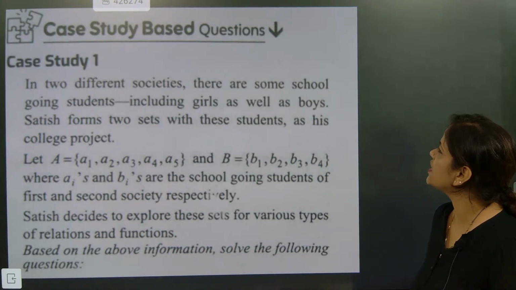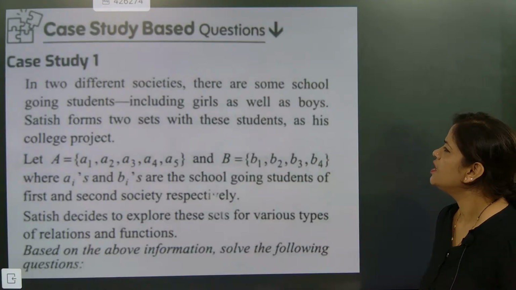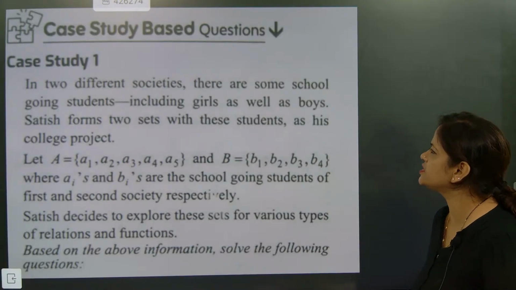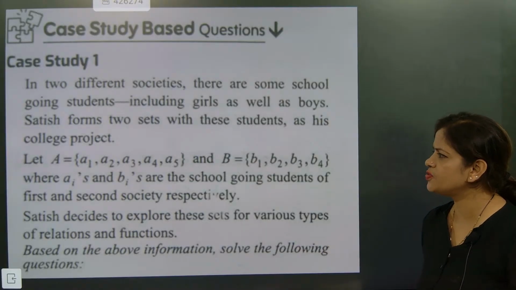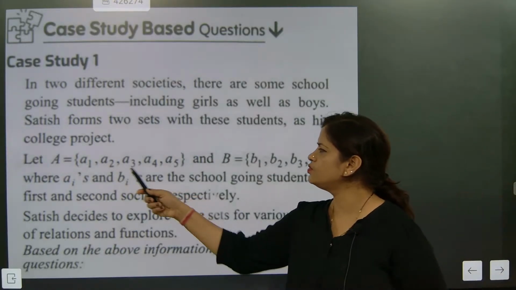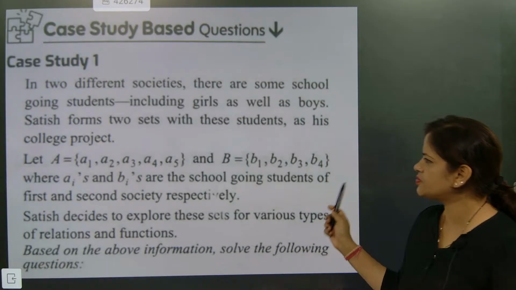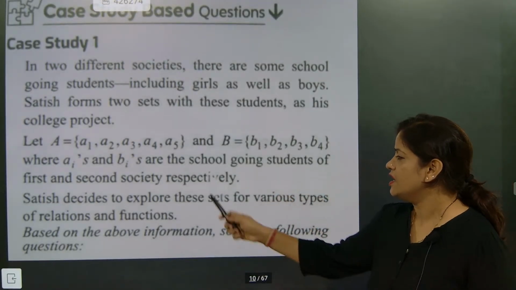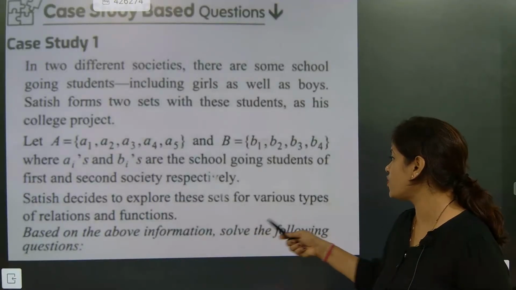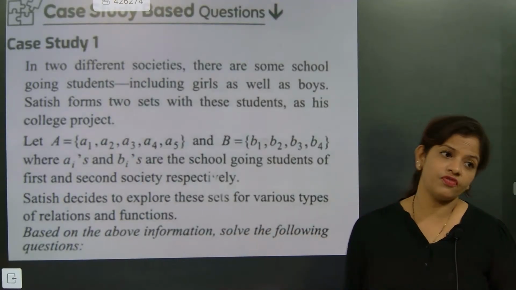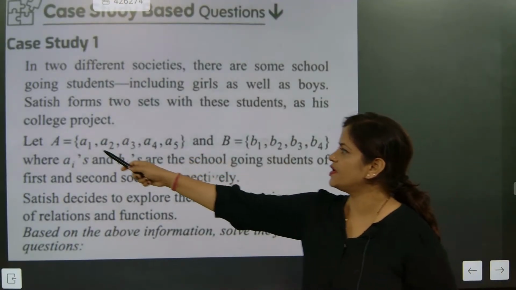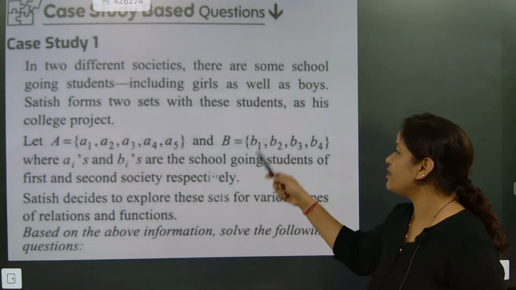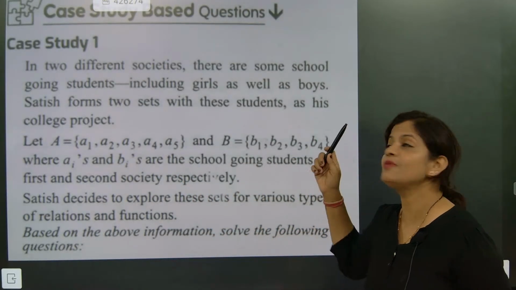There are two different societies, with some school-going students, including girls as well as boys. Satish forms two sets with these students as his college project. A is coming as 1, 2, 3, 4, 5. B is coming as this much. These are the school-going students of the first and second society respectively. Satish decided to explore these sets for various types of relations and functions. See, write down only this one. A is having A1, A2, A3, A4, A5, and B is having B1, B2, B3, B4, beta.